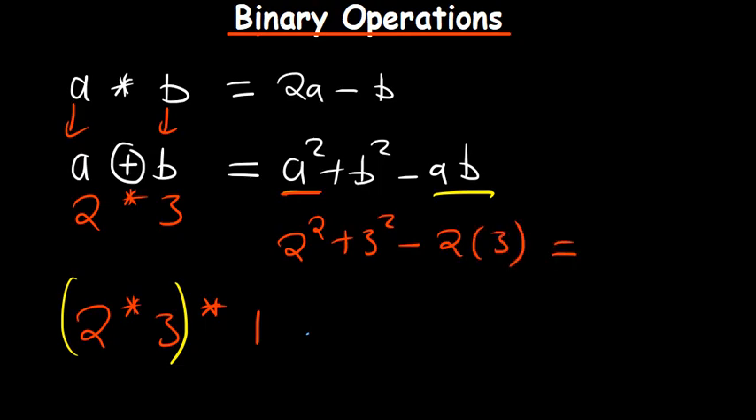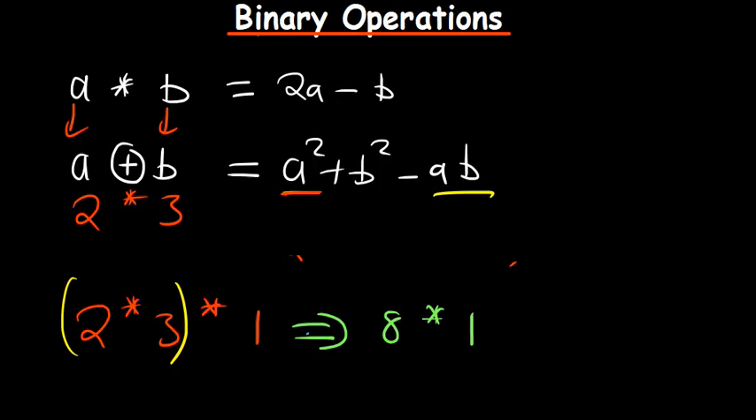2 squared is 4 plus 3 squared, which is 9. 9 plus 4 is 13, minus 6, which is definitely 7. So what we've got in the brackets simplifies to 7, and then star 1. So we can now erase that and proceed.